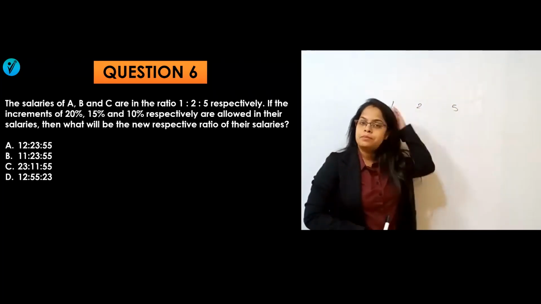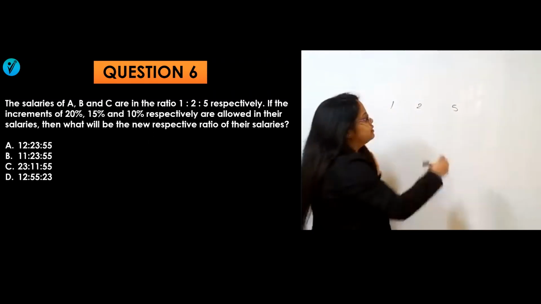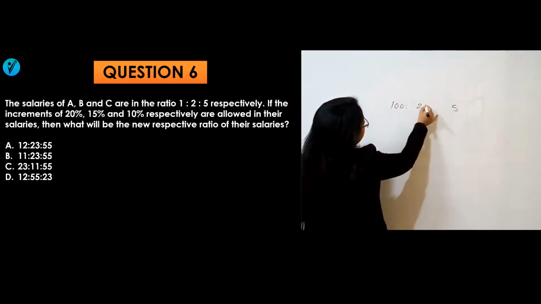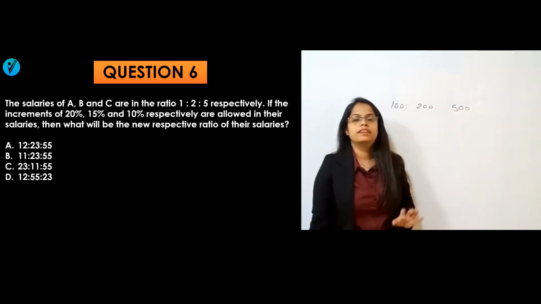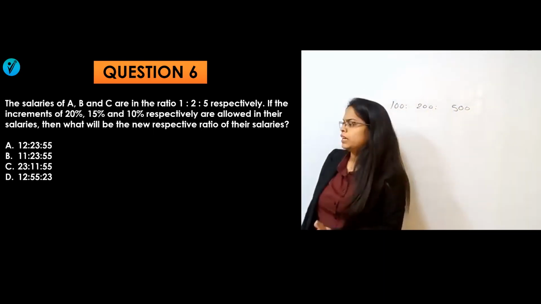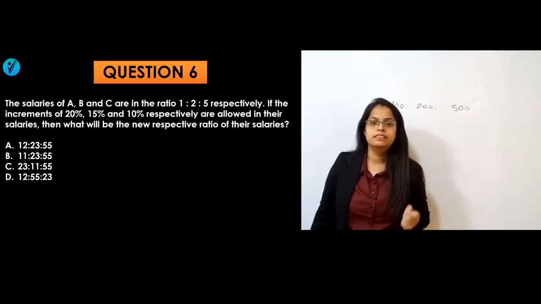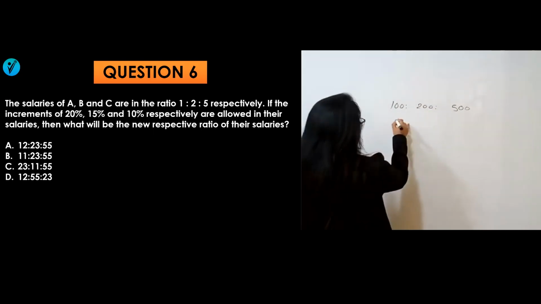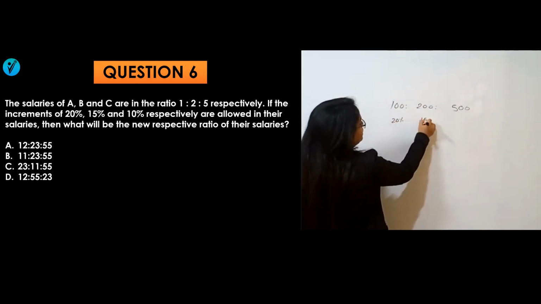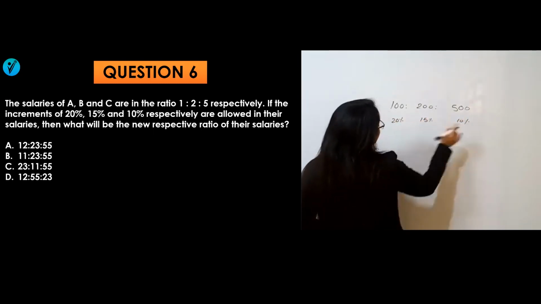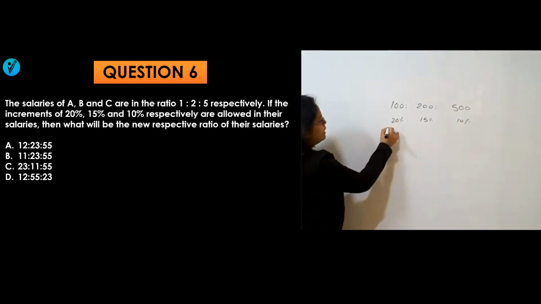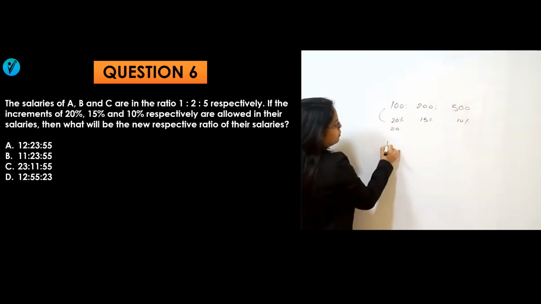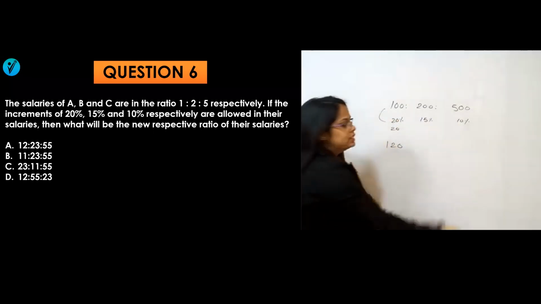You can simply do one thing for the percentage. You can assume this as 100, 200 and 500. Is it okay? Suppose their initial salary was 100. I know that it has to increase by a percentage. So if they are increasing by 20%, 15% and 10%, 20% of 100 is 20 rupees. So 100 plus 20 will be 120.